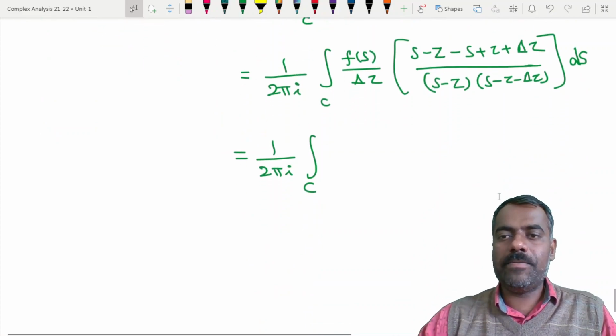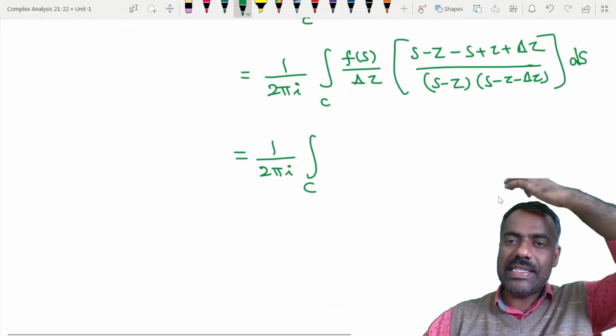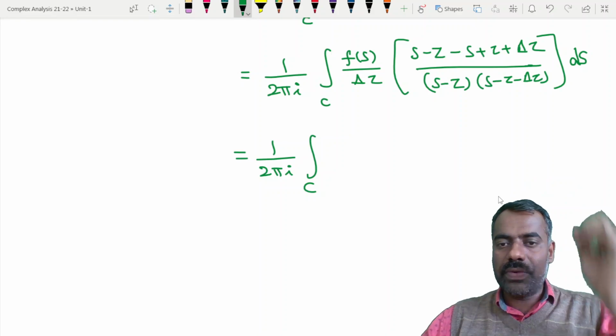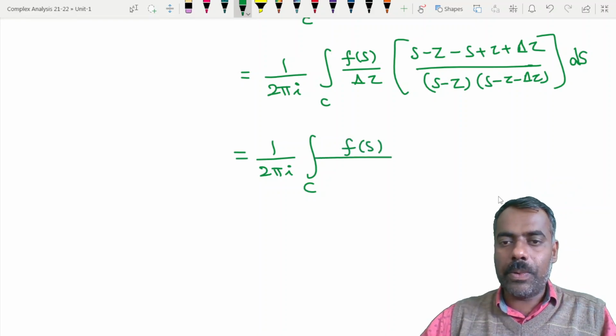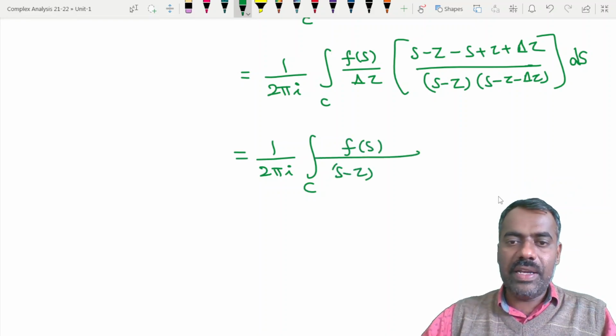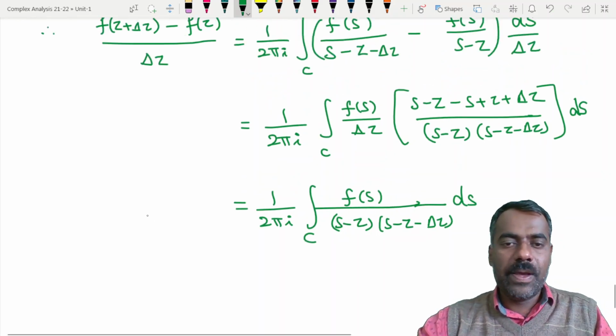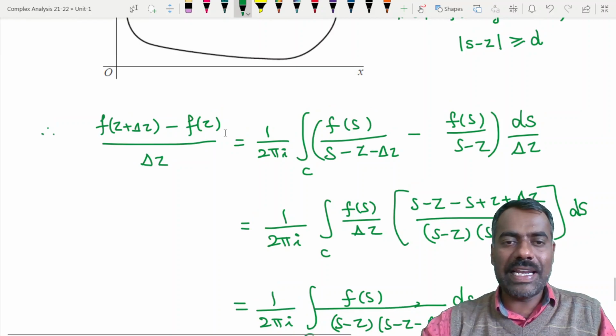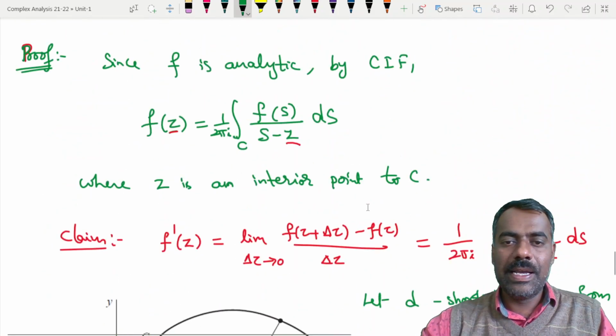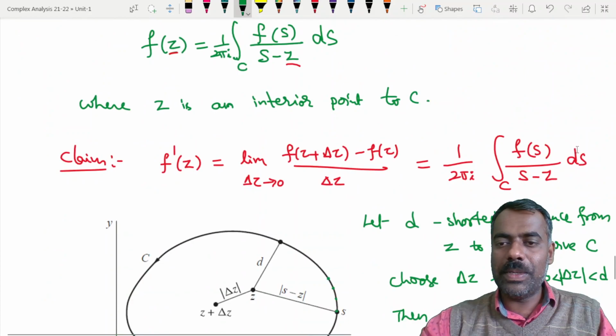Now, this s and z will get cancelled. Delta z here, delta z will get cancelled. So what is remaining is f of s upon s minus z into s minus z minus delta z, ds. This delta z here, delta z, s will get cancelled. This is remaining. Therefore, this is f of z plus delta z minus f of z by delta z. Now we want to have the difference between these two values.